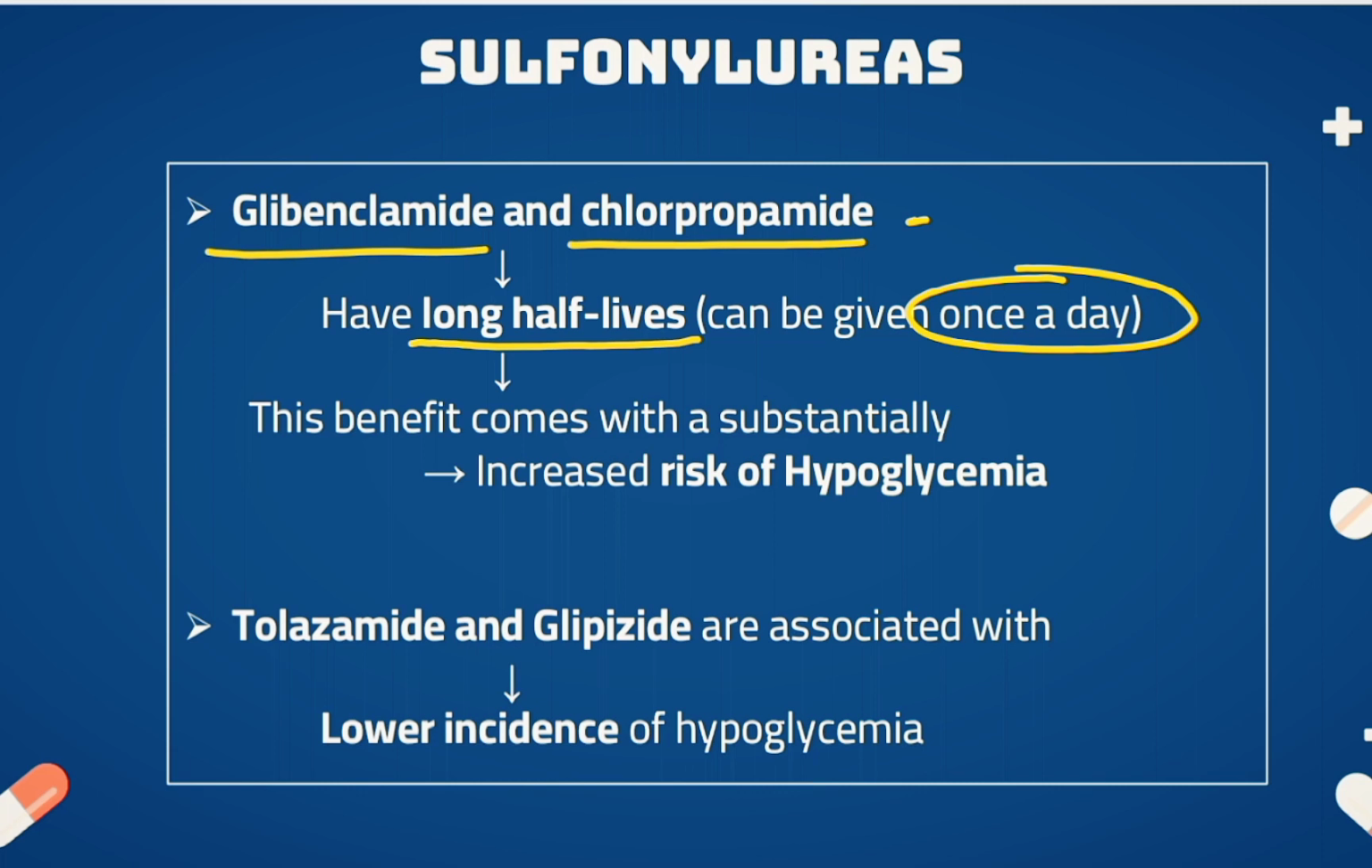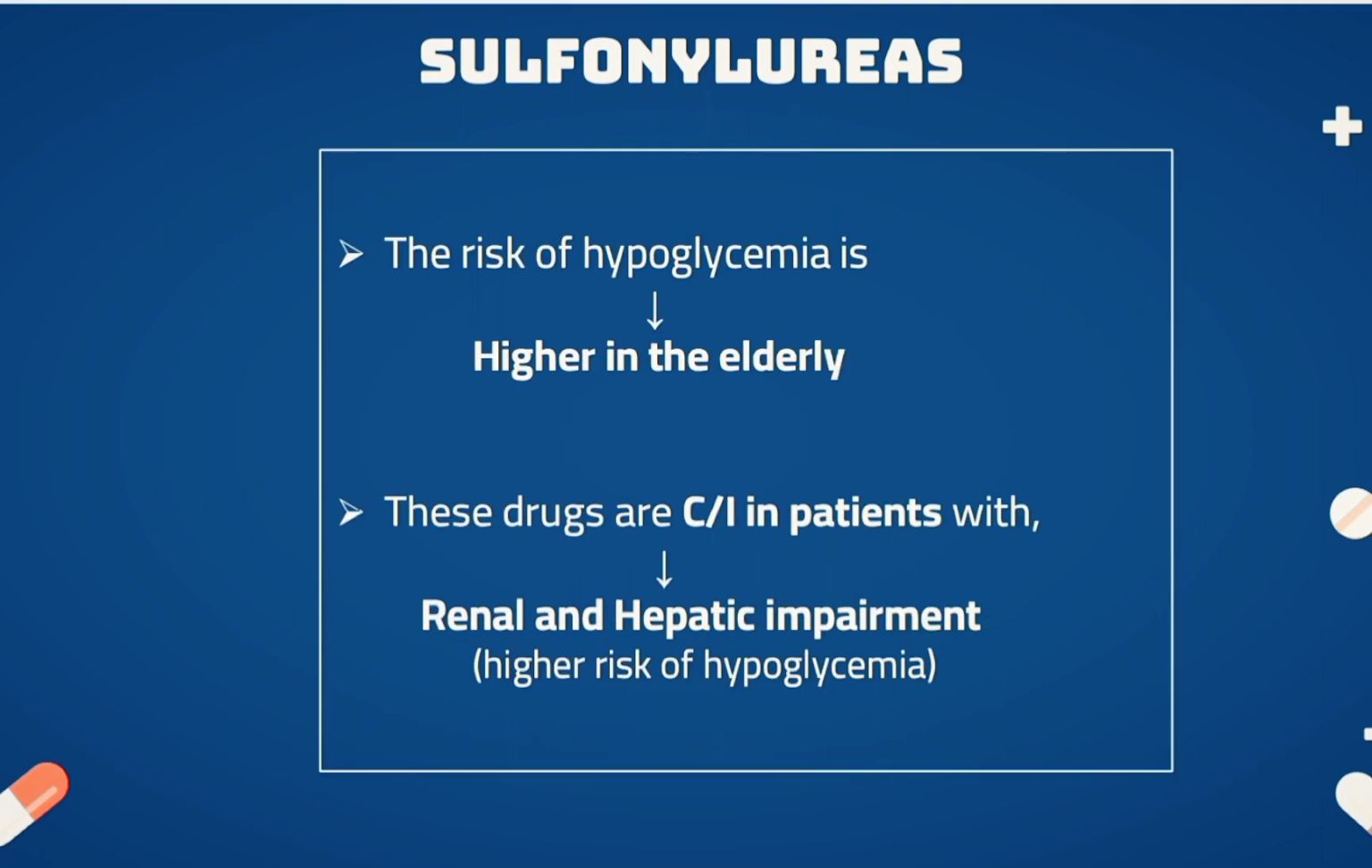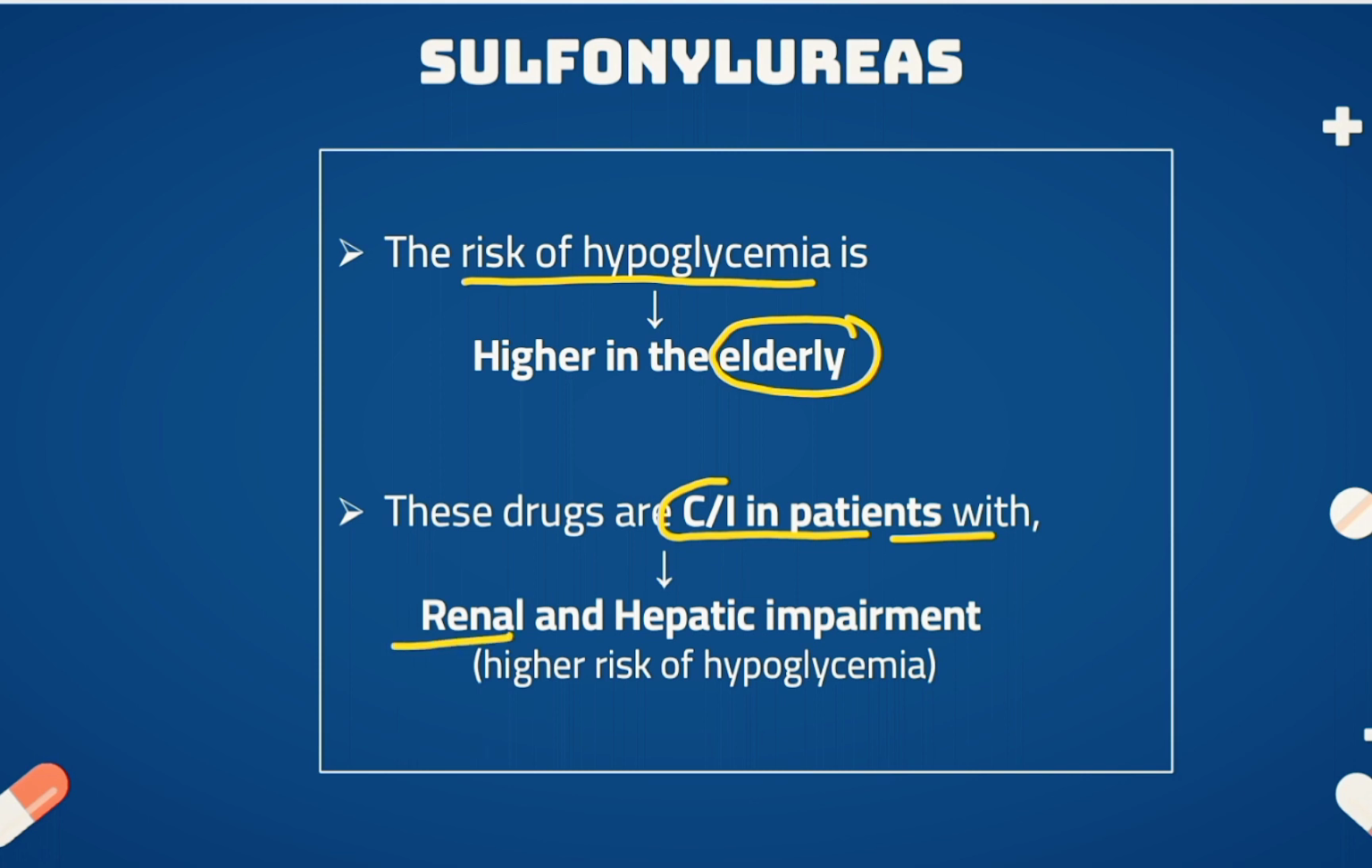However, the drugs with short half-lives like tolazamide and glipizide have a lower incidence of hypoglycemia. Apart from that, the risk of hypoglycemia with sulfonylureas is higher in elderly persons, and these sulfonylureas are contraindicated in patients with any kind of renal or hepatic impairment. Why? Because the risk of hypoglycemia is much higher in persons with such impairments.